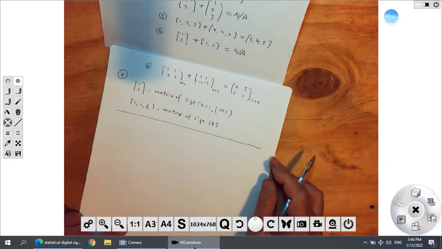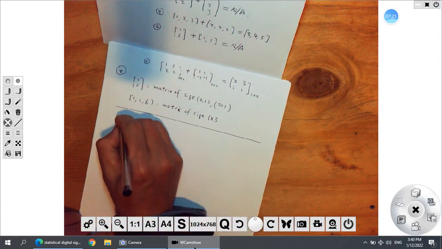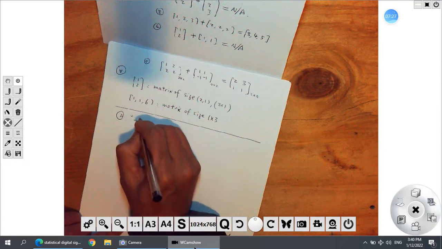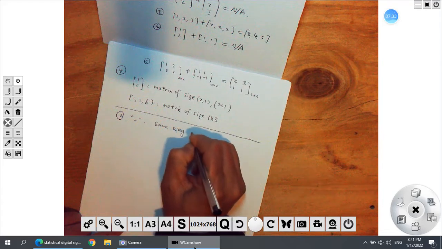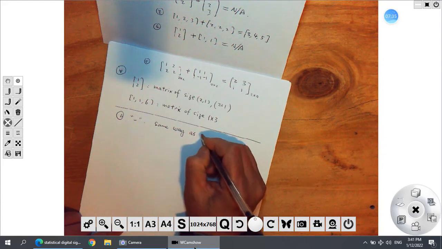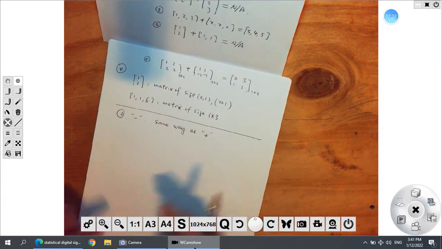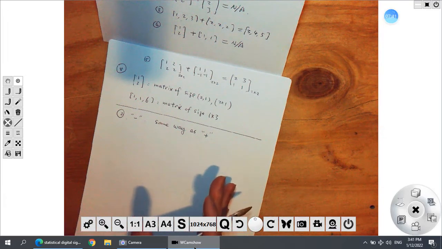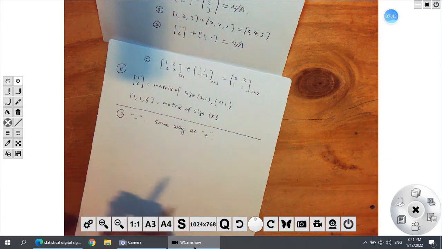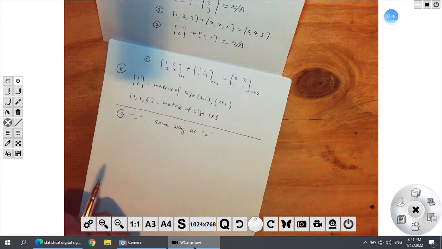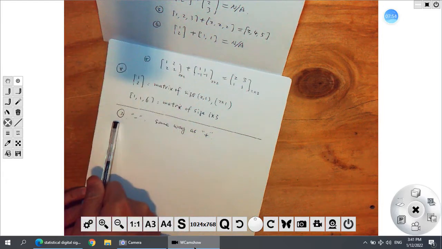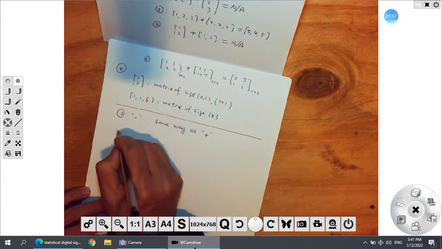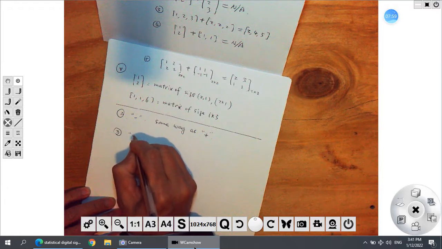This is summation. The second operation is subtraction. It is the same way as the plus. If they are the same size, you can do this operation element by element. If they are not the same size, then you can't do that. Okay. The first one is summation, the second one is subtraction, and the third one is multiplication, times.